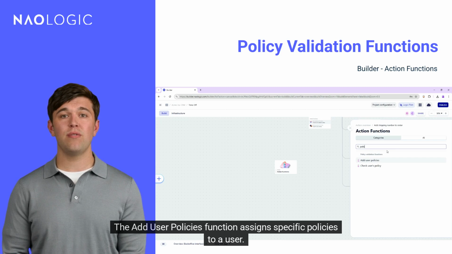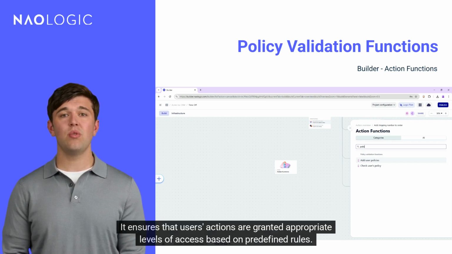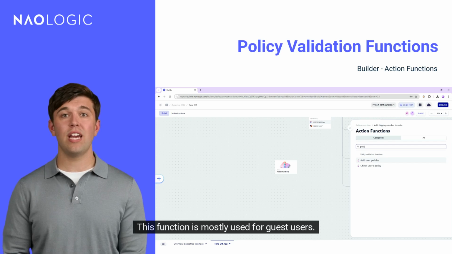The Add User Policies function assigns specific policies to a user. These policies define the user's access rights, permissions, or constraints within the system. It ensures that users' actions are granted appropriate levels of access based on predefined rules. This function is mostly used for guest users.